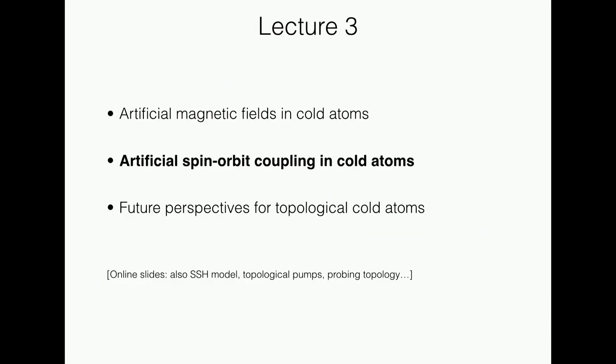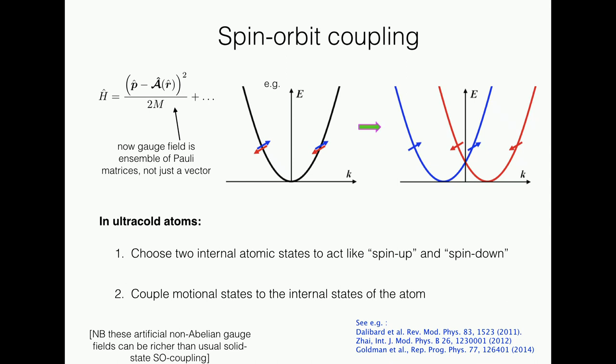Okay, so that was a very quick tour of artificial magnetic fields and cold atoms. The other thing that we want to do is get artificial spin-orbit coupling. This is a little bit different in that before we had p minus A, I've got a charge here, but it doesn't matter, p minus A. But now what if A, the magnetic vector potential, is not just a vector field, but is itself an ensemble of Pauli matrices, for instance? Now that means that different spins will experience different gauge fields.